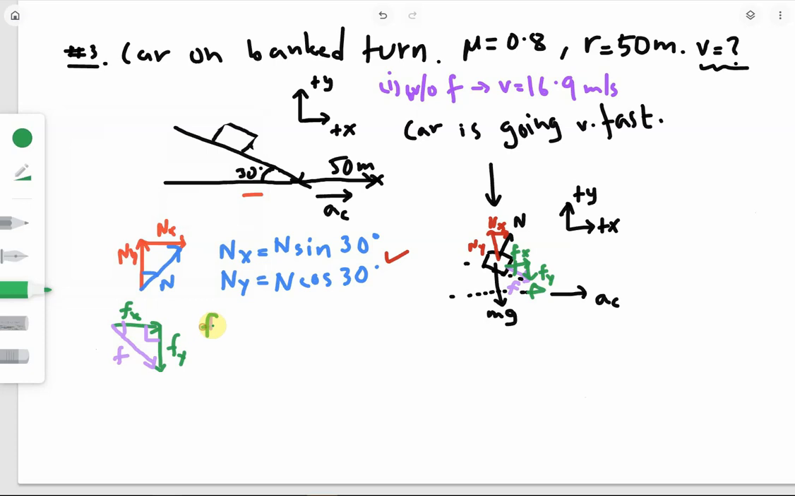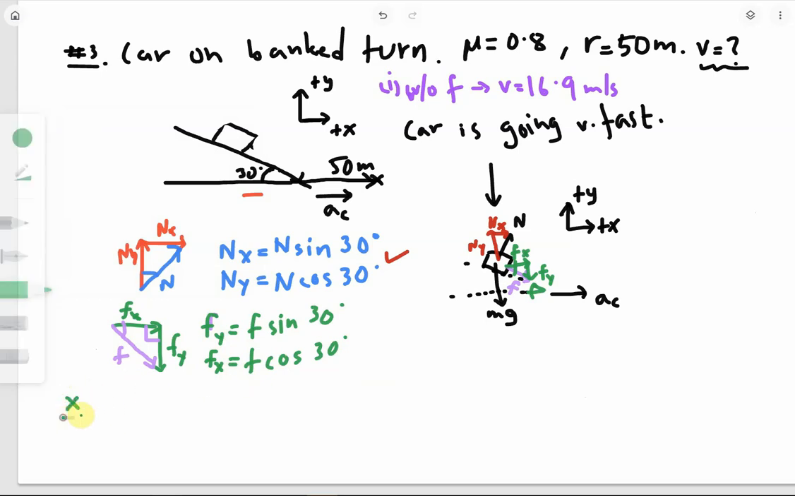So what actually is Fy? Fy is F times sine 30. What is Fx? Well, if this is sine, then Fx is just cosine, F times cosine of 30. Okay. Now we are ready to write down Newton's law in the x and y directions. Let's go ahead and do that.